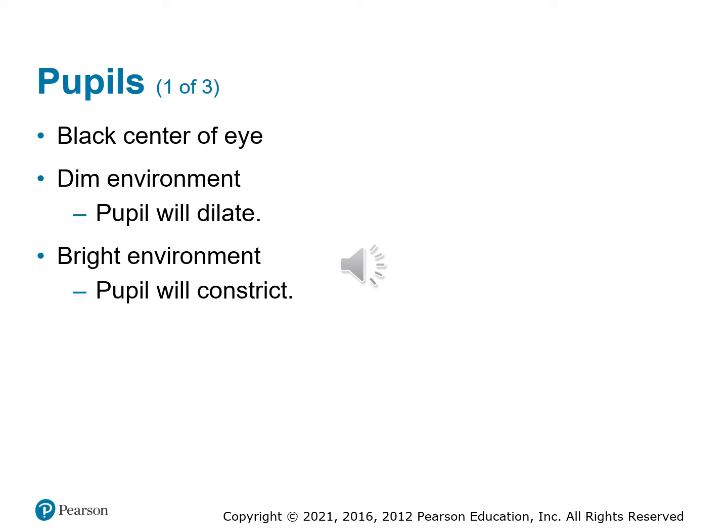Onward to pupils, and it's kind of the gateway to the brain. The pupil is that black center of your eye, that dot right in the middle of your eye. If it's a dim environment, so if you turn the lights down, that pupil is going to dilate, which means it's going to get bigger. And then once you put light over it, the pupil should constrict down and become smaller. If it's a normal pupil, that's the response that you're going to see. A bigger pupil in a dark environment, and then a smaller pupil in a bright environment.